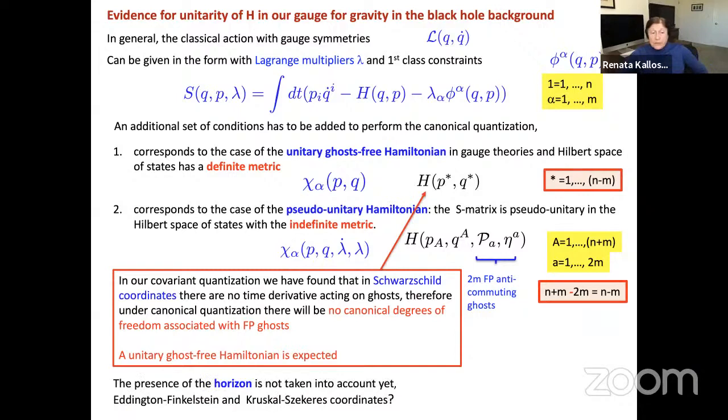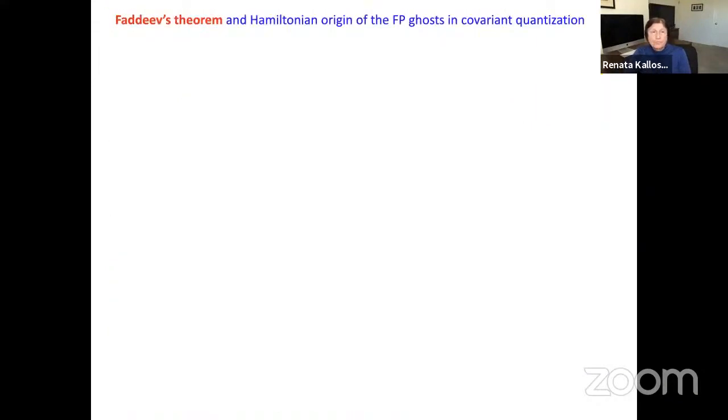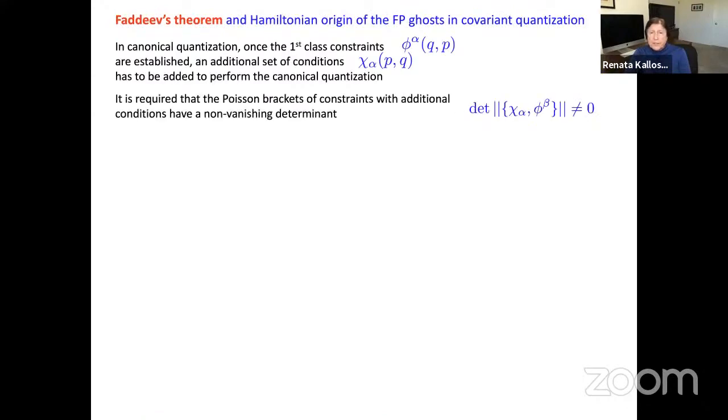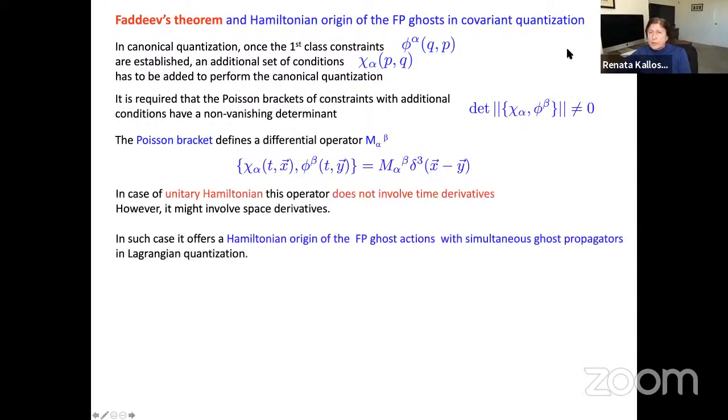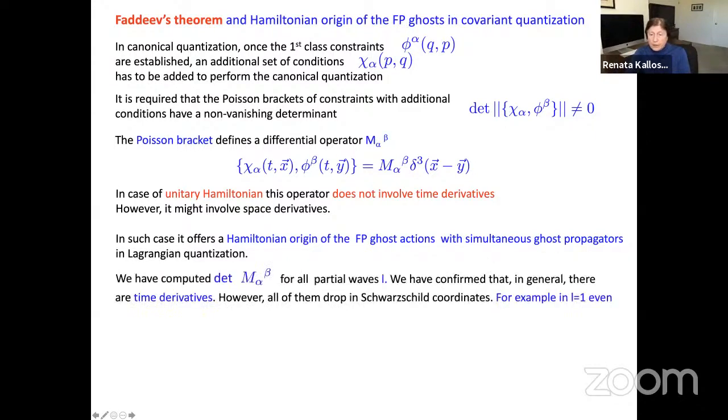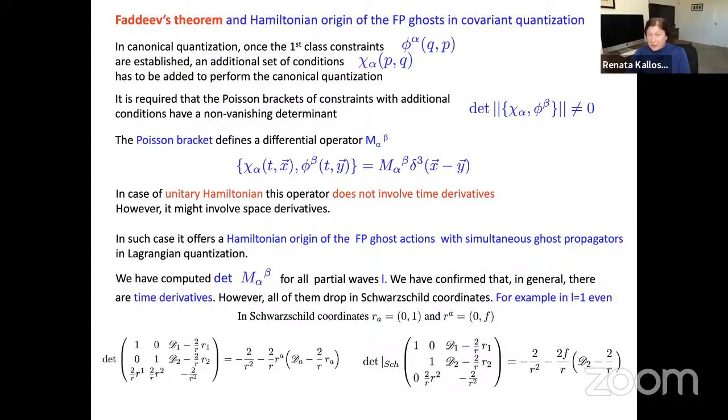Now, so far we didn't study, of course, Eddington-Finkelstein and Kruskal-Szekeres coordinates, where at least there is no problem with the horizon. This has to be done. So what is the Faddeev theorem telling us? That if you go from the Hamiltonian form, you have a certain Poisson bracket such that basically it predicts that in the Hamiltonian form, you will have in general instantaneous ghost propagators. And so we checked it, and it was really amazing to see how beautiful is the agreement.